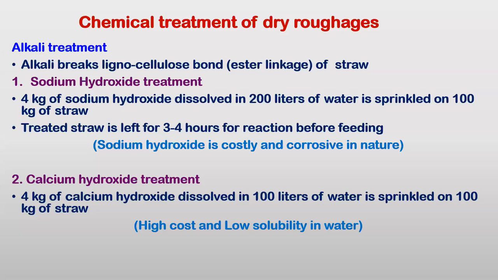Next is calcium hydroxide treatment. We can take 4 kg calcium hydroxide, dissolved in 100 liters of water, and sprinkle it on 100 kg straw. So for 100 kg straw, 4 kg calcium hydroxide and 100 liters water will be required. But again, the disadvantages are the high cost and the low solubility of calcium hydroxide in water. So these are the disadvantages.